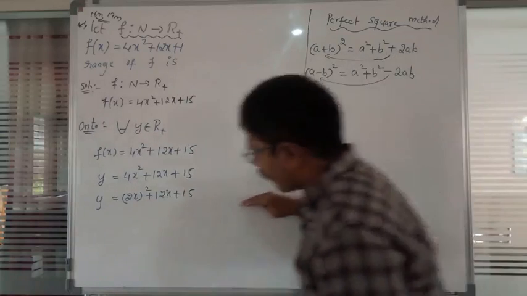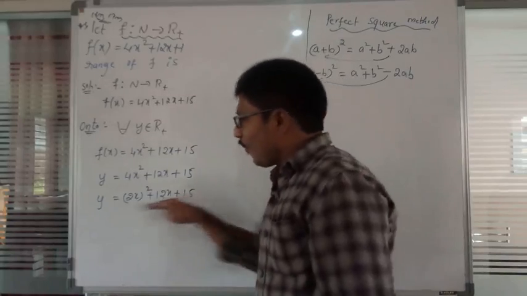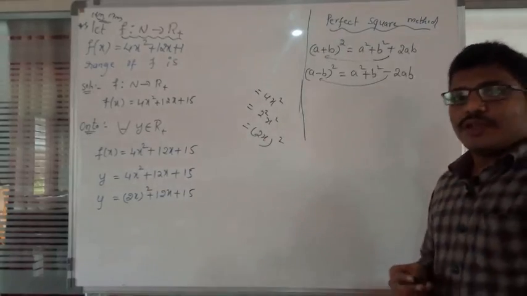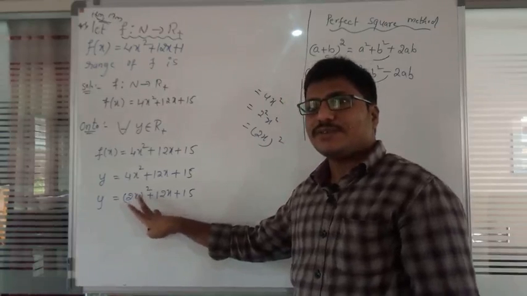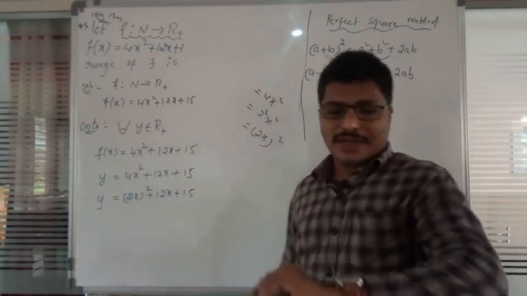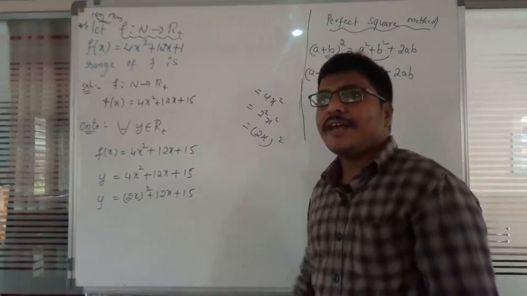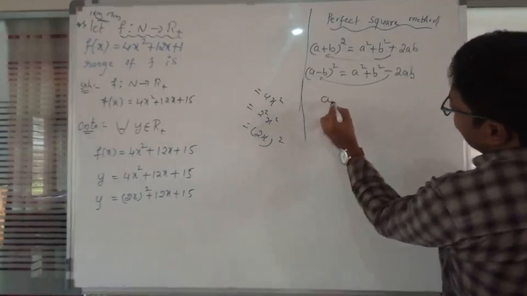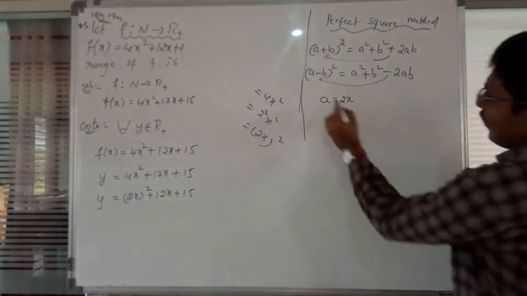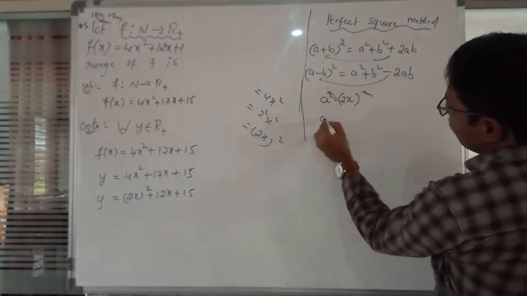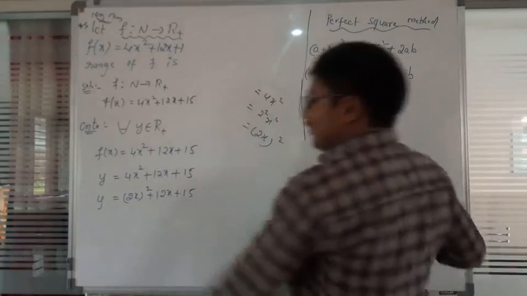Okay na, first in this quadratic equation you should observe which value contains the square. That value is considered as a square. a square means a is equal to 2x, because 2x whole square is a square, the squares cancel, and a is equal to 2x.